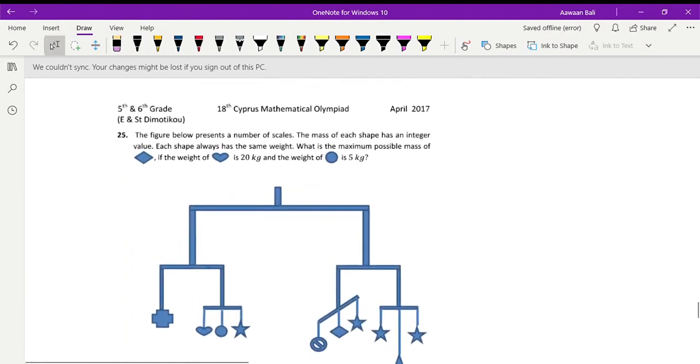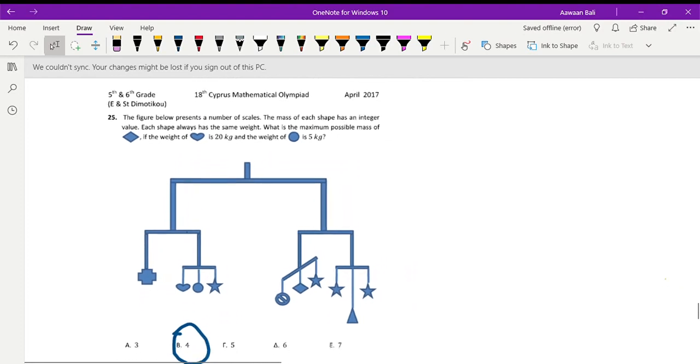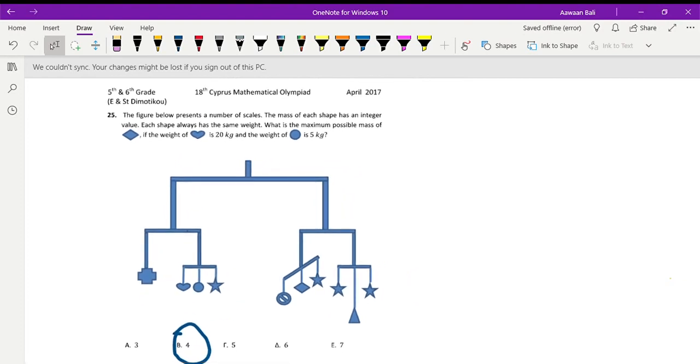Now the last and final question. The figure below presents a number of scales. The mass of each shape has an integer value. Each shape always has the same weight. What is the maximum possible mass of the diamond if the weight of the heart is 20 kilograms and the weight of the circle is 5 kilograms?